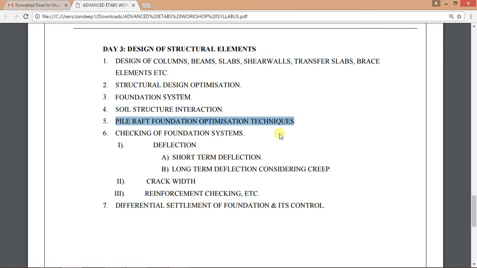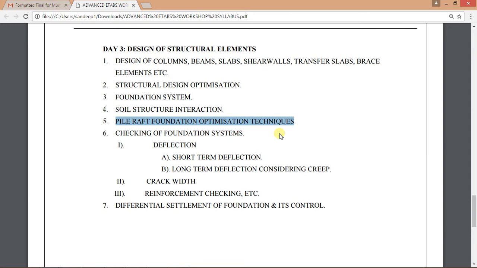The sixth topic is checking the foundation system, basically for the deflection and the crack width, as well as the reinforcement checking. The deflection may be for the short term or for the long term, by considering the creep parameters. And the crack width as well as the reinforcement checking. So those things will be covered. The seventh topic is the differential settlement of the foundation and its control.